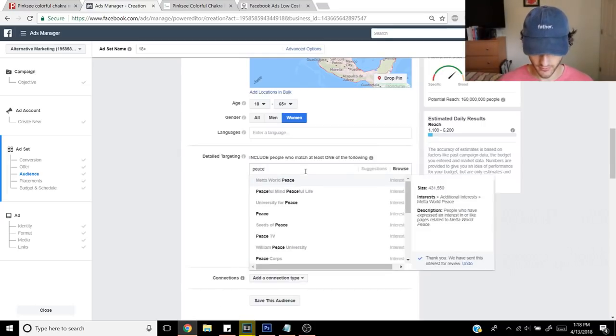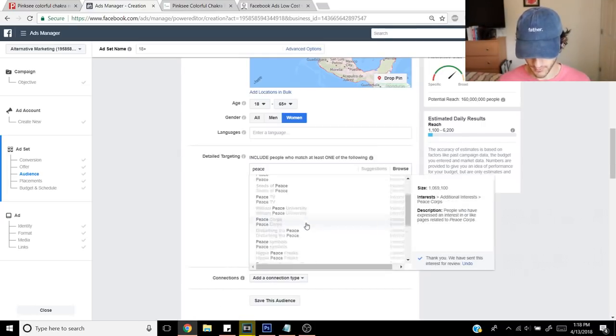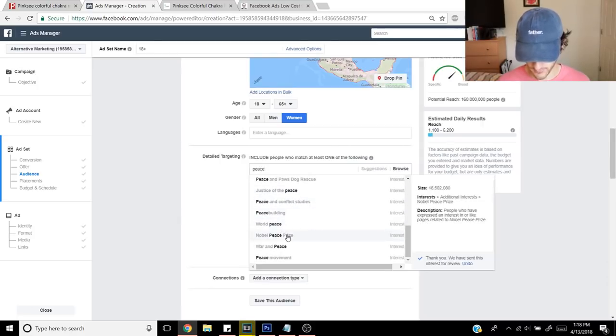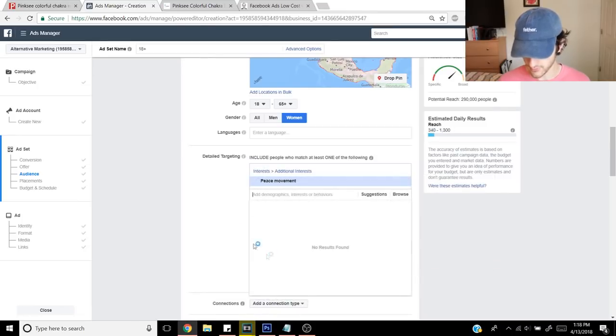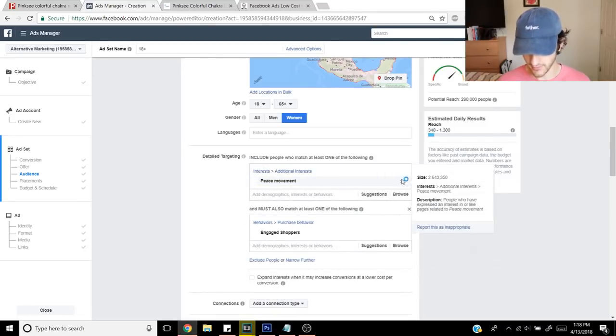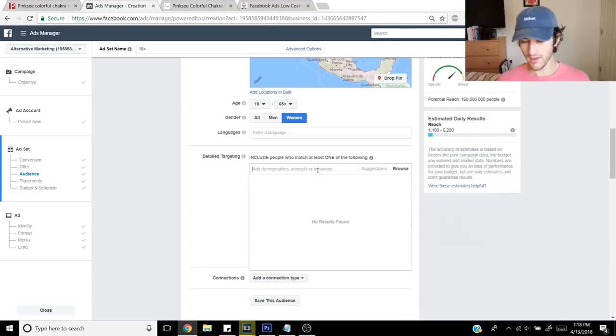I like this trend. Let's go in here, peace. Probably one more of them. Probably not world peace. Peace movement? Could that work? 290,000. I don't know if I just did this one or not. Okay, but there's another one.